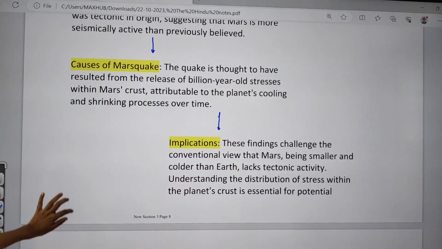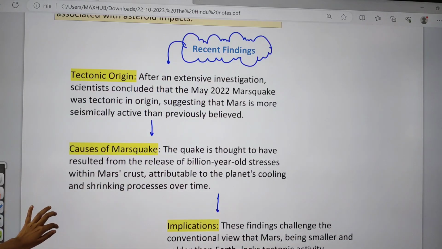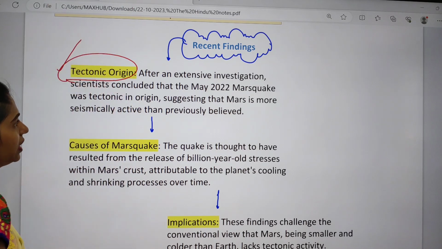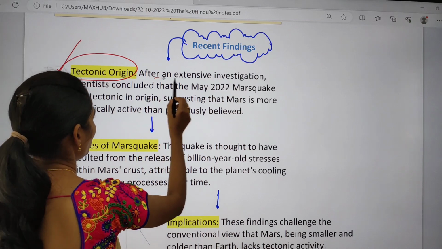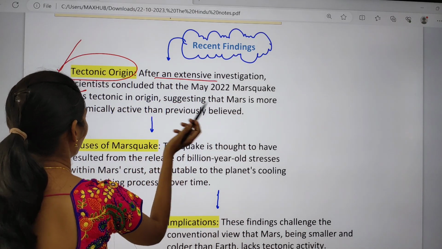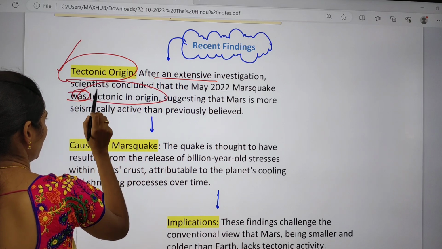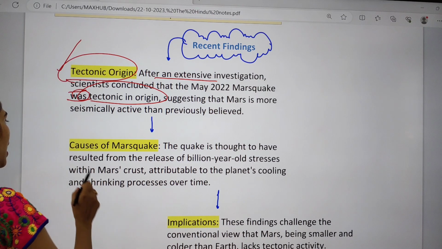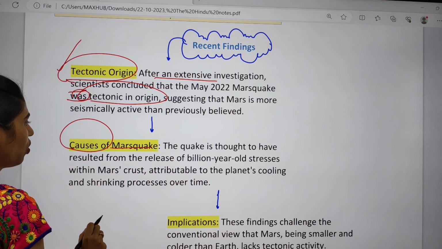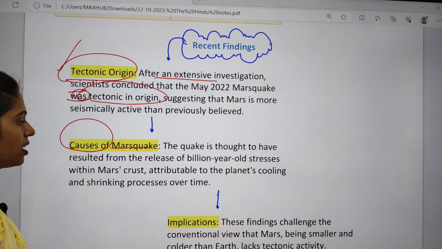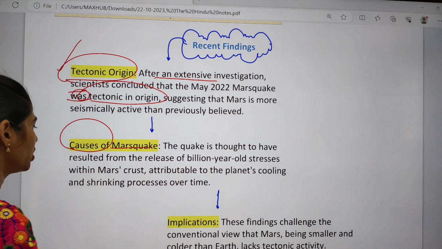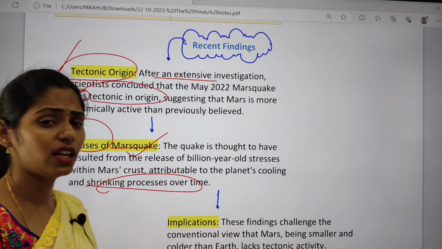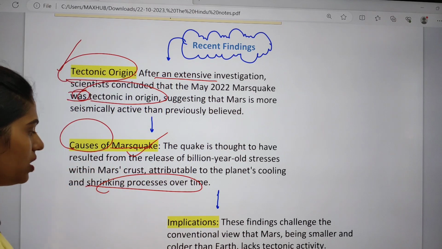Now, recent findings: what are the causes of this Mars quake? Here we can also relate Mars with tectonic origin. After an extensive investigation, scientists concluded that the Mars quake was tectonic in origin. Mars is seismically more active than what we believed earlier. The causes are asteroids and the planet's cooling and shrinking process. Because of this, stress is created, and because of this stress, energy is released, which leads to earthquakes on Mars.